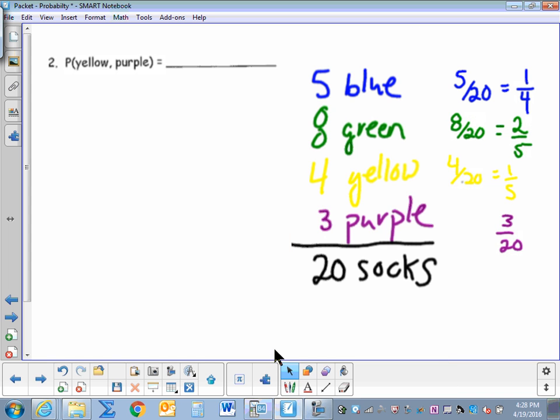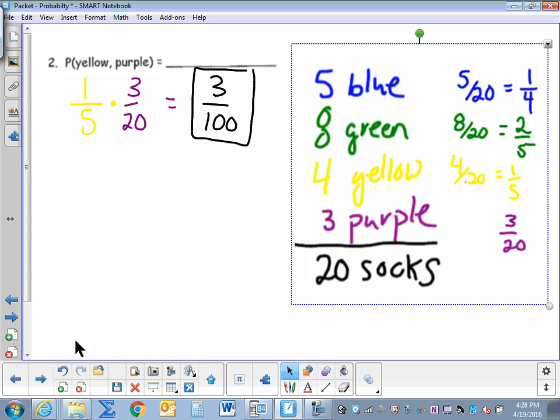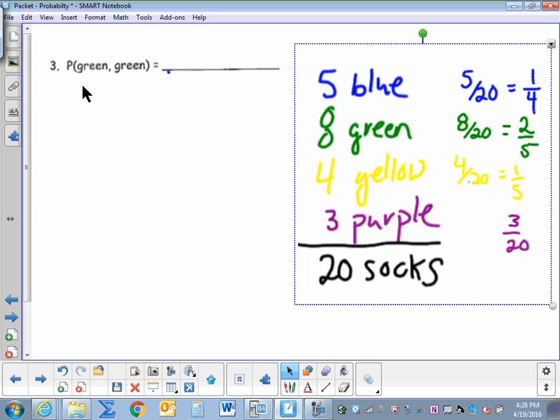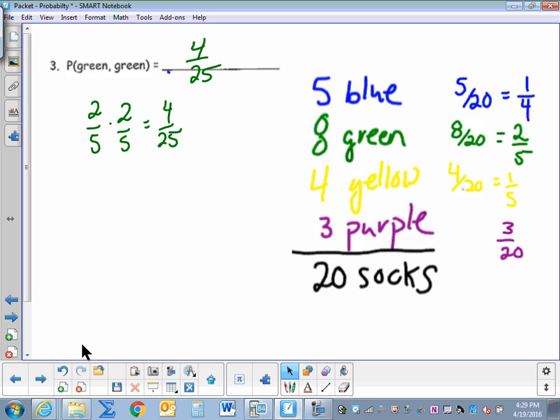So go ahead and calculate the probability of pulling a yellow sock, replacing it, and then pulling a purple sock. So that's 3 to 100, or 3/100ths. Now calculate the probability of pulling a green sock, replacing it, and pulling another green sock. So that's 4/25ths.